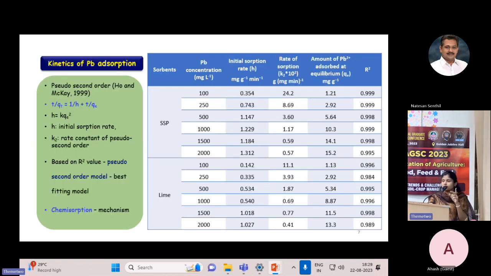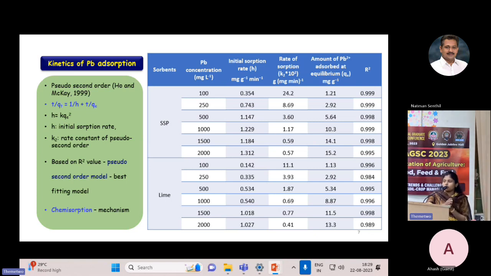Then this data was fitted into various kinetic models, and it was found that the pseudo second order model was the best fit. This was chosen based upon the R square value. We can see that the R square value for all the concentrations is 0.99, which justifies that this model can be used to explain the mechanism taking place here.